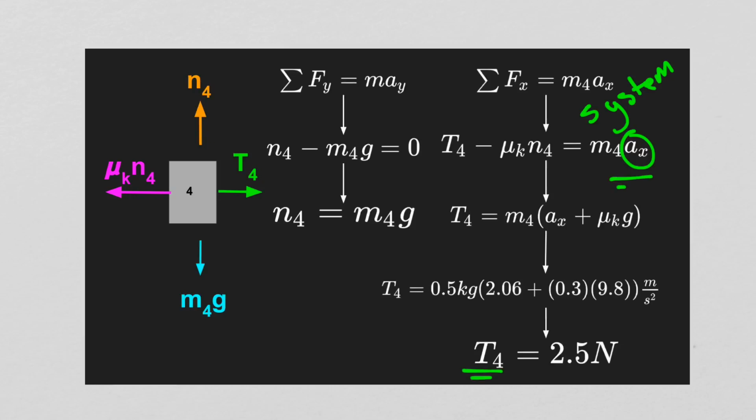So use the system approach to find the acceleration, then look at an individual little piece. I hope that helps.